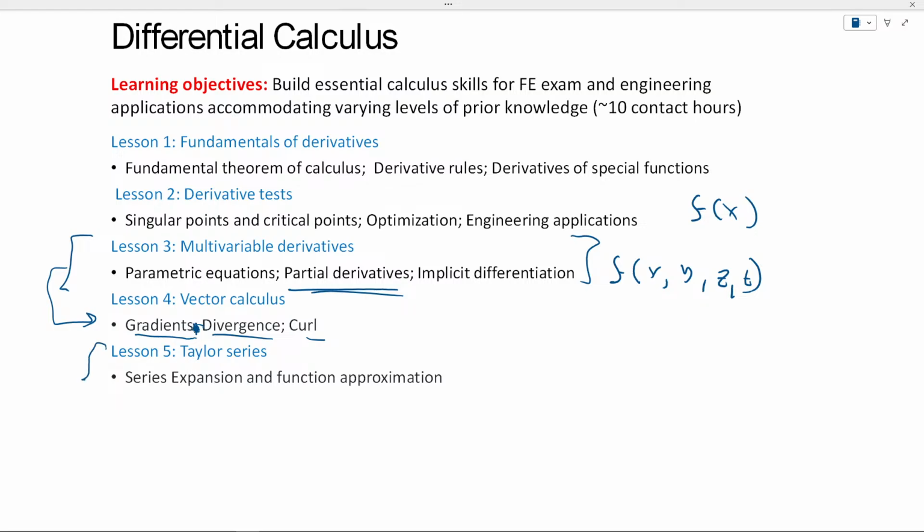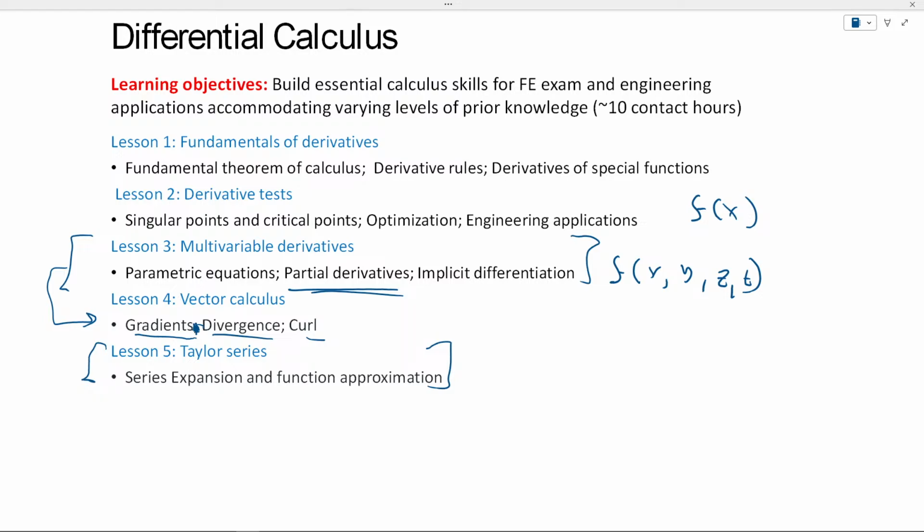And then finally, the last lesson will be Taylor series, and this Taylor series is important because it is part of the analytical solution. So you have differential equations, and for the analytical solution of these differential equations, sometimes you will use series expansion, called an infinite series solution. But most importantly, this would be important for numerical solutions.